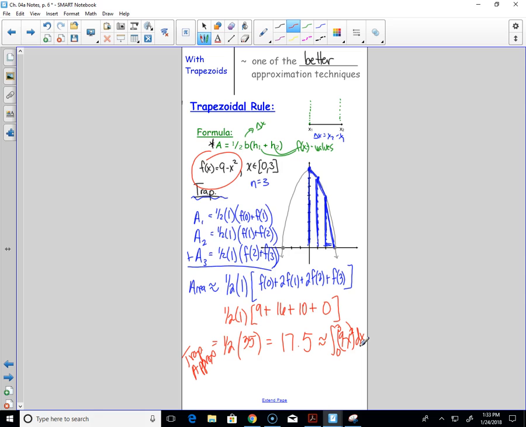Okay. What's all this stuff? 0. 0. What's this guy? 27 minus 9. 18. What did your calculator say the definite integral was?